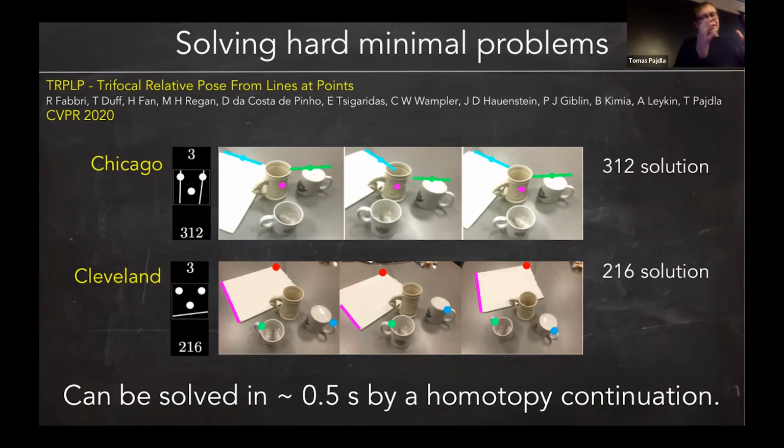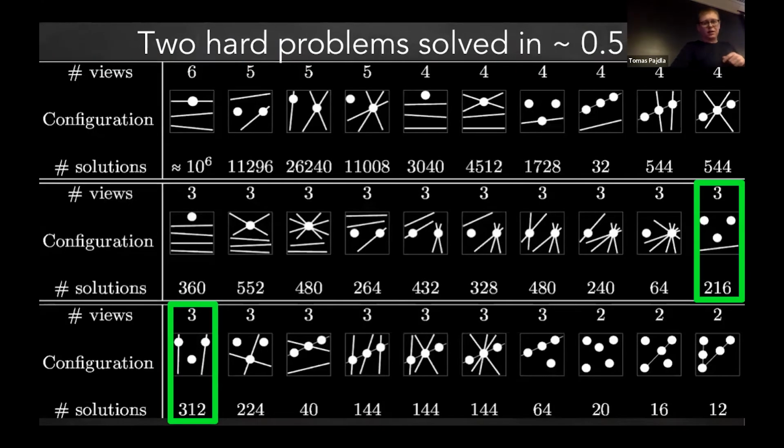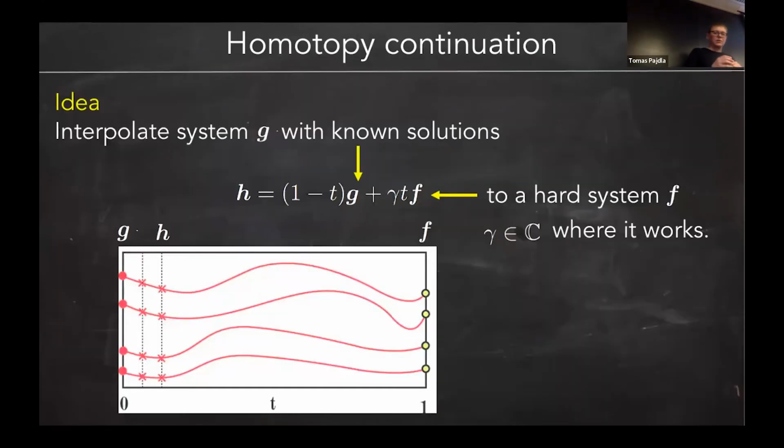And we see the problem is that you have to track 312 solutions. That's the problem. And actually we are interested only in one at the end. And this is what we will address after. So these are these two problems. And let me just say something about homotopy continuation.